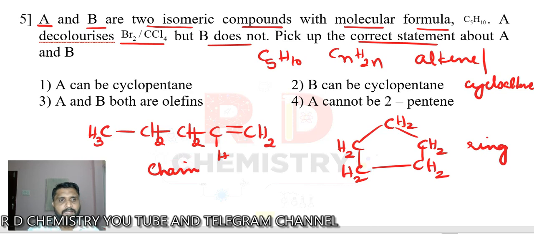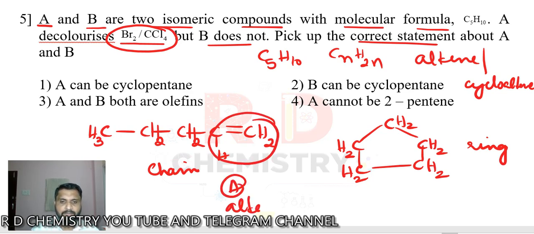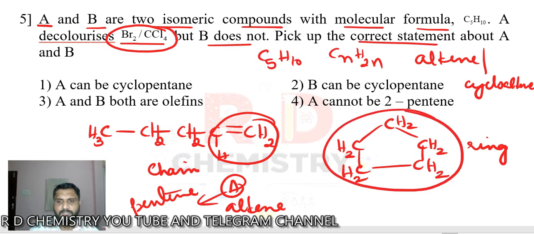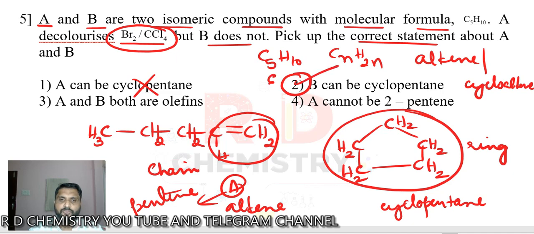Now they are telling that A decolorizes bromine water. So remember, bromine in carbon tetrachloride reacts with the alkene. A should be alkene, therefore A should be pentene. And B does not, that means there is no double bond as such. So B should be cycloalkane, cyclopentane. Clear? Now tell me which could be the correct answer. A can be cyclopentane, not possible. B is cyclopentane, possible. So the answer is option number 2. Clear?